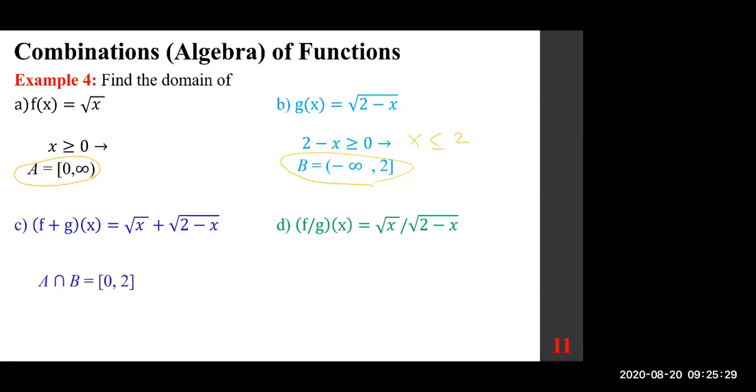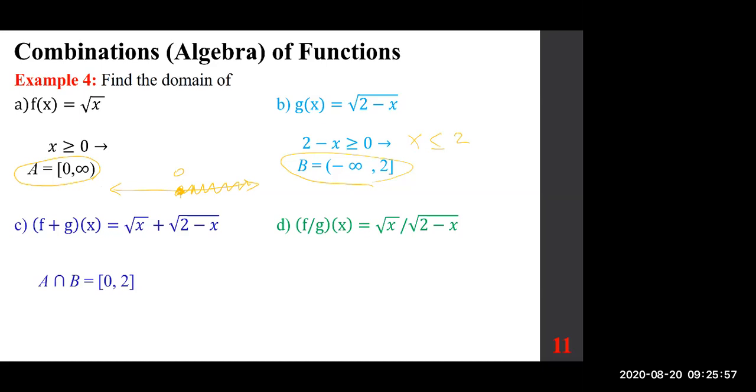The intersection goes from 0 to 2. If it helps, you can graph this one, class. This is 0 to infinity. That would be the answer for this part.